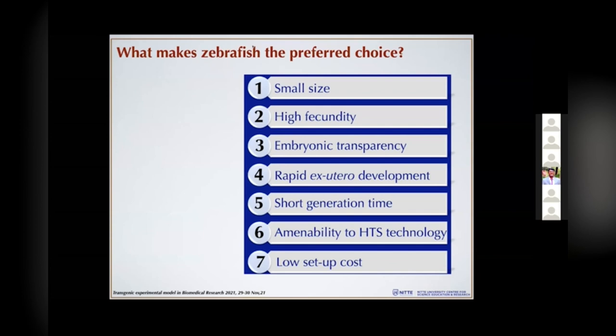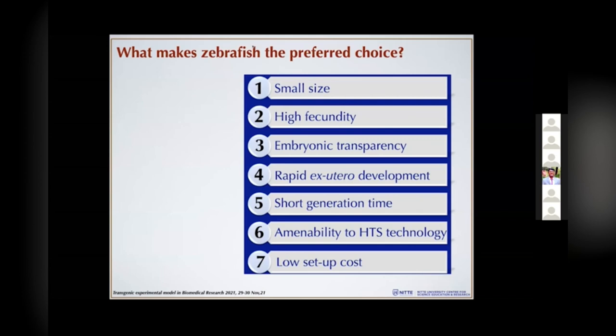The third property is probably the most important one, and I did touch upon this when we talked about refinement. Transparency of the embryos. They are totally transparent, so you can actually see the embryonic development from outside. All you need is a good quality microscope and a lot of patience. When you put them under the microscope, you can see the development of almost all the major organs. Ex utero development. The eggs are laid outside, the fertilization happens externally, so the development is outside the body.